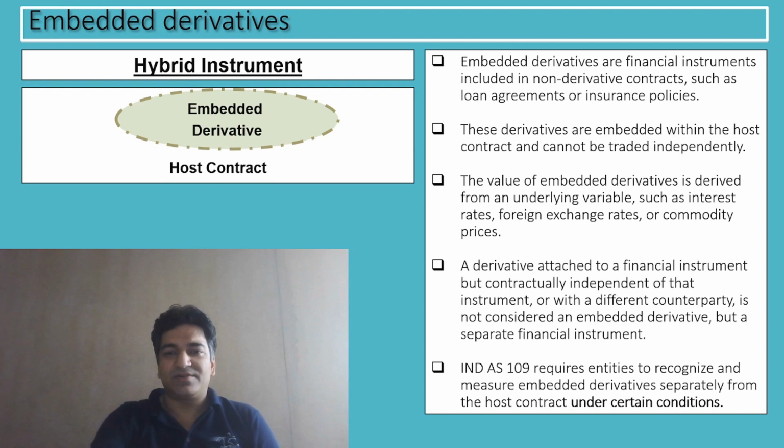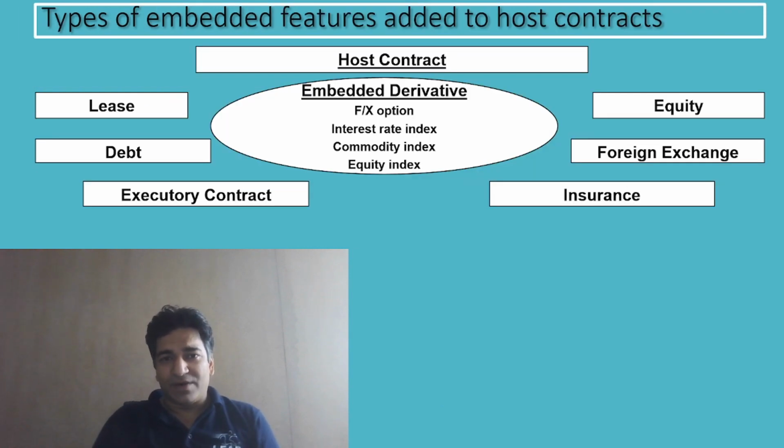So guys, let us now discuss a few examples of embedded features that are added to the host contracts. What exactly are host contracts? A host contract can be a lease contract, a debt instrument, executory contract, equity contract, foreign exchange, and insurance contract. And what are the embedded derivatives which are added to these host contracts? This can be a forex option, interest rate index, commodity index, and equity index.